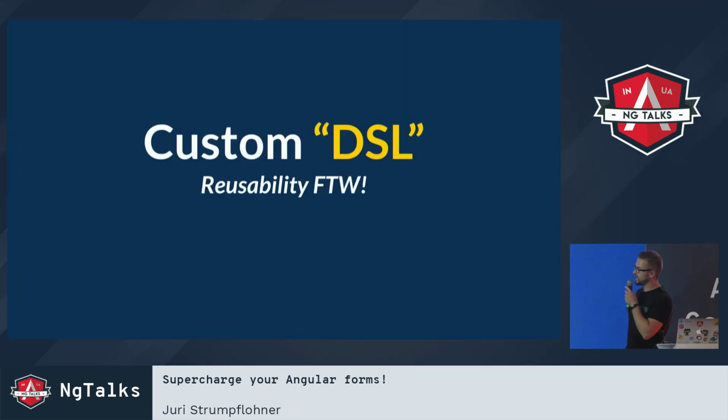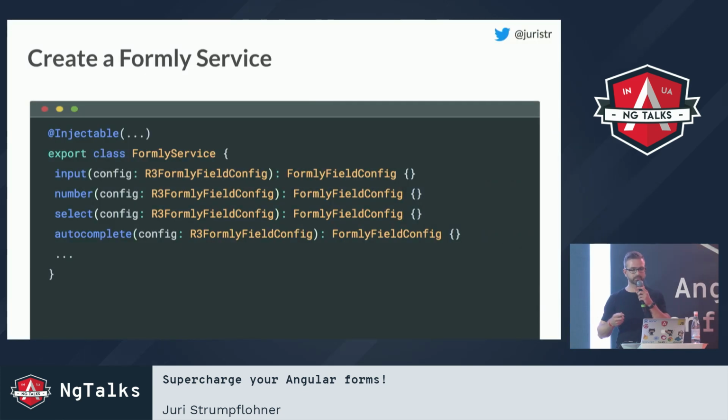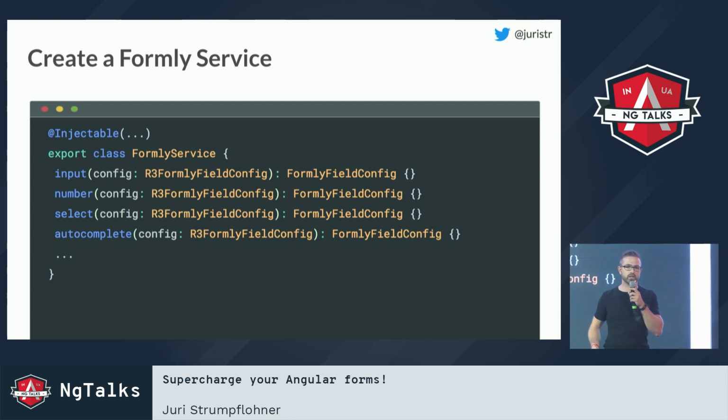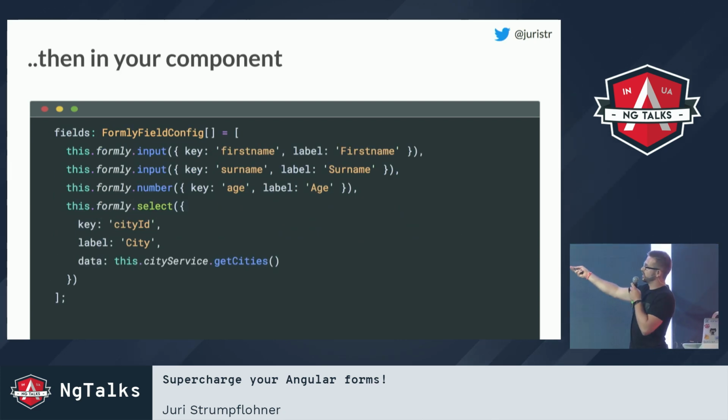And the final thing is a custom DSL. Try to customize it down for your own project. What I did, for instance, is I created a Formly service and have methods on it, like for creating input, for creating checkboxes, and so on, and then pass in my configuration, which is really simple. It is cut down for what I need. And so the Formly configuration now looks much simpler.